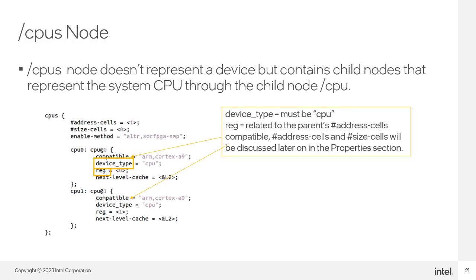The CPUs node contains child nodes that represent the system CPUs, as you can see here in this example. We can find two child nodes represented with the numbers 0 and 1 as their unit addresses, and each child node needs its particular bindings and description. As you can see here, the device type must be CPU. The reg property is related to the parent's address cells, compatible address cells, and size cells, which will be discussed later in the properties section.